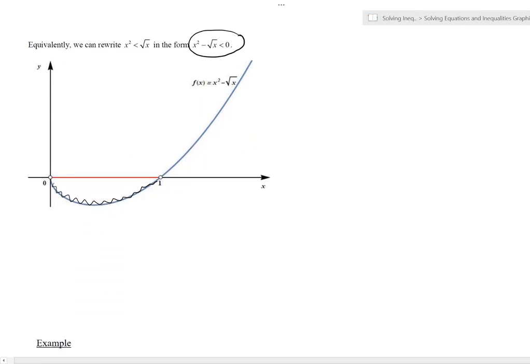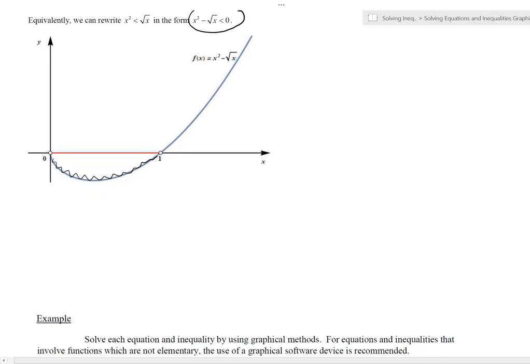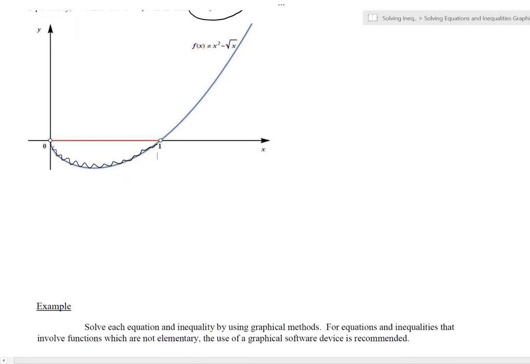So what we want to do now is look at a situation in which we don't have the graphs provided, but we have to go create the graph. There are many ways we can do this, but I'll show you one. In this example, we're going to solve an equation and an inequality using graphical methods. We'll see the equation and inequality here in a moment. And because we're about to see some functions where it's not obvious what their graphs are, we're going to use some graphing software to help us.